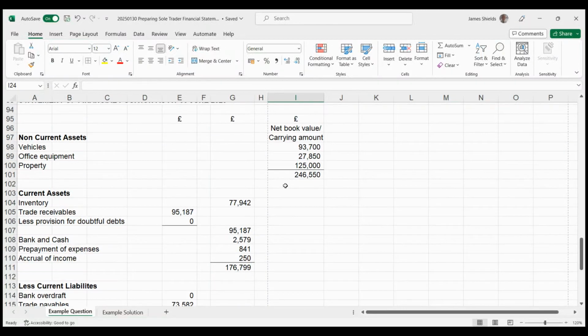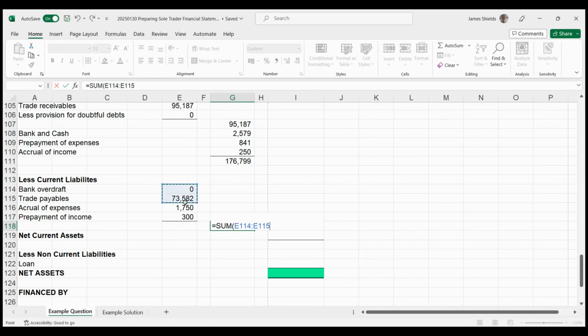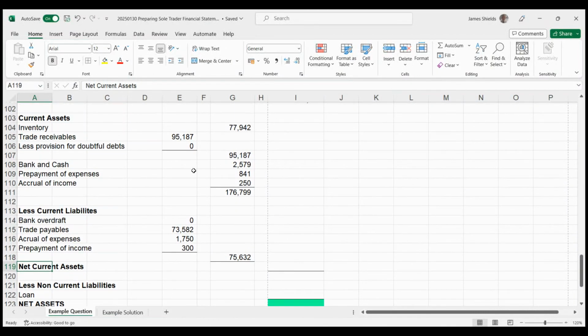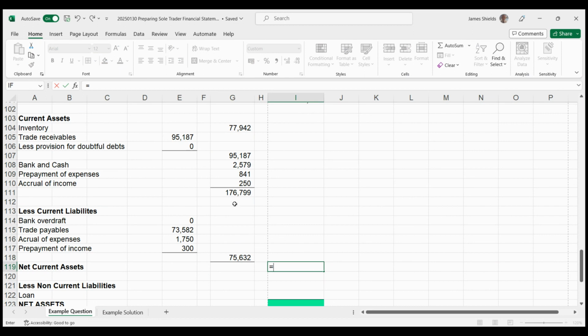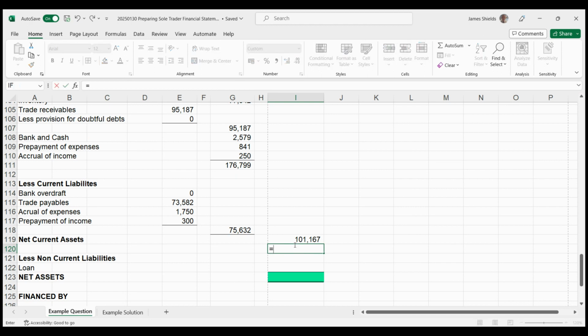Back to our statement of financial position. So now we want to add together our current liabilities. They come to £75,632. Now to get your net current assets, it's your current assets take away your current liabilities. So it's going to be 176,799, take away 75,632. That gives us £101,167.